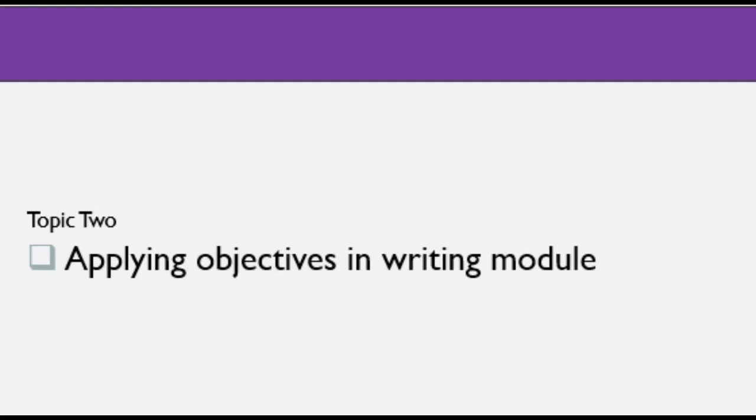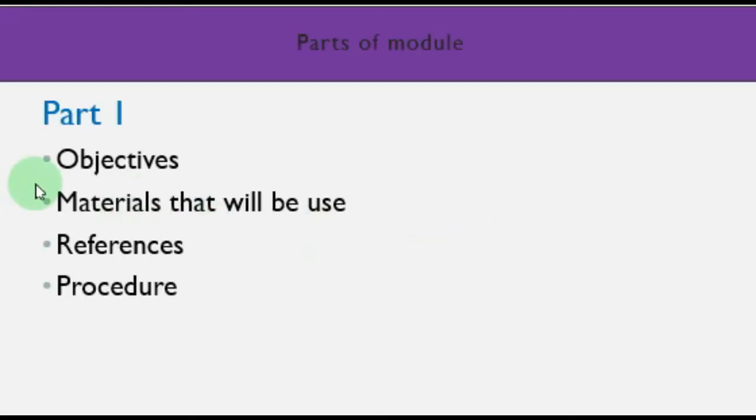So, topic 2. We already identified what are the objectives. What are the core domains that you can use to construct an objective. Okay? Yun na yung sample kanina sa previous slide. Ngayon, ang kailangan nating identify is applying objectives in writing a module. Paano ba? That is for topic 2. Part 1, it must have objectives. Inclusion with the part 1 is the materials that will be used. Kapag tayo mag-a-apply ng isang intervention, ano-ano yung mga materials natin na kailangan gamitin at i-prepare.